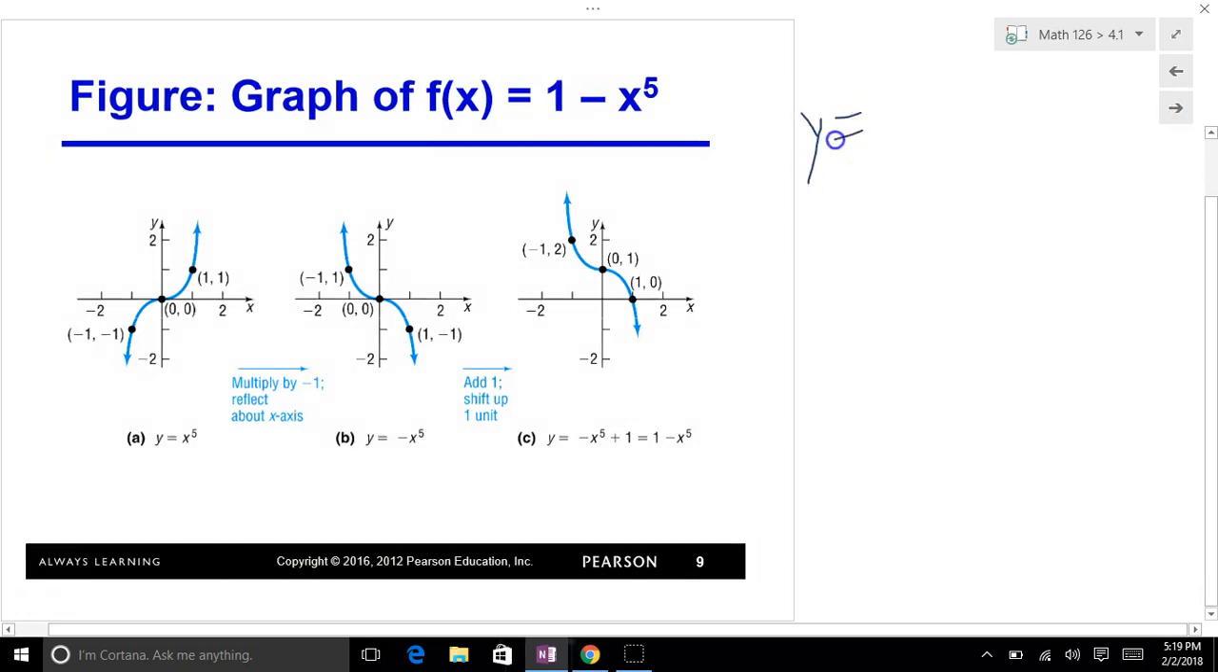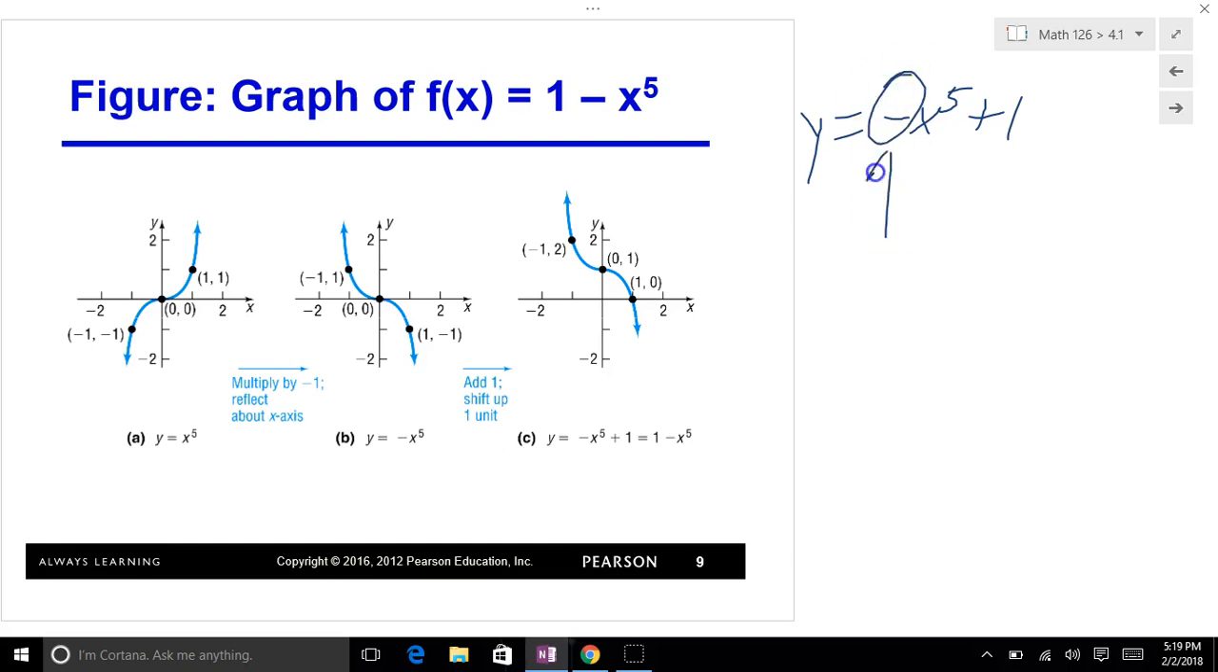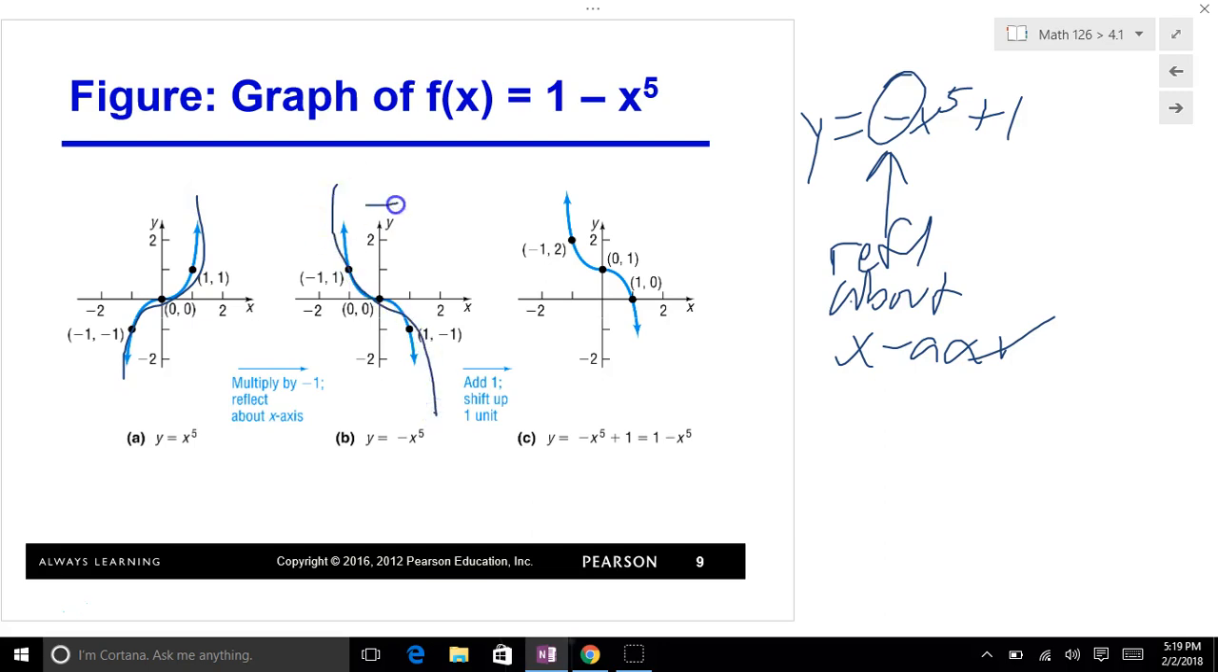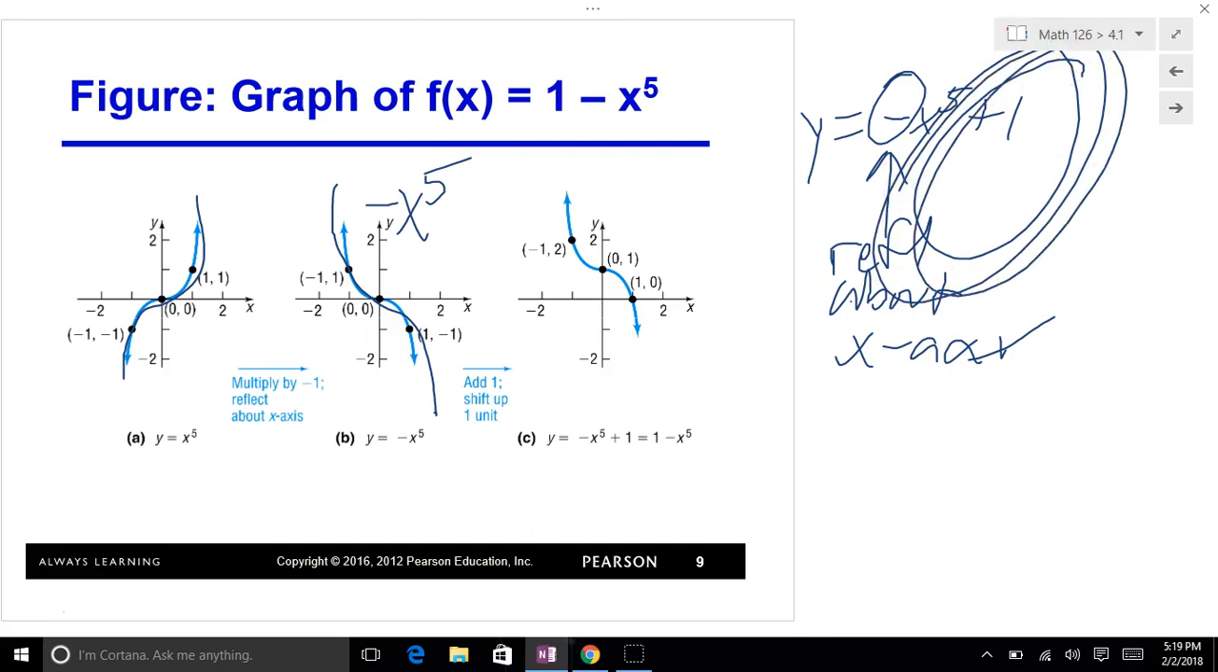Now, if you're thinking about transformations, you want to put this thing in standard form and think about it in this way. So you've got negative x to the fifth. You know that part's going to reflect it about your x-axis. So you've taken, here's your x to the third originally, you flip it over the x-axis, so here's your negative x to the fifth, and then that plus 1 part of it will just bump it up 1. So now it's bumped up 1. So there's your negative x to the fifth, you just bump that thing up 1.